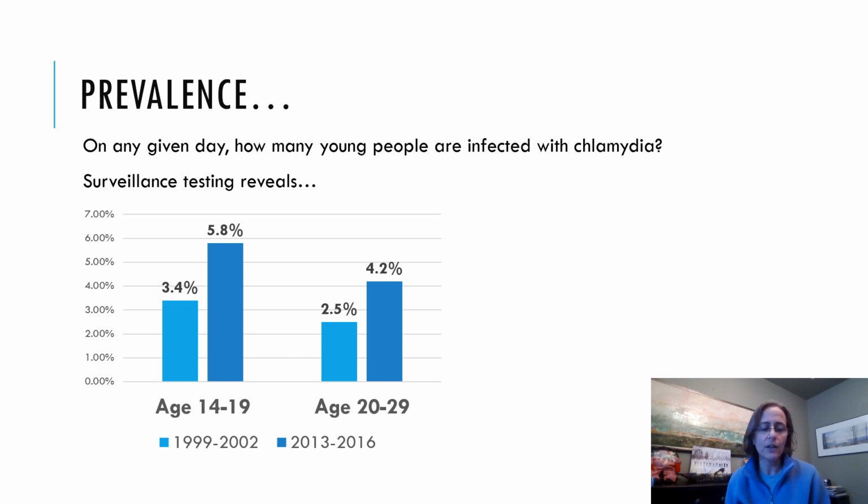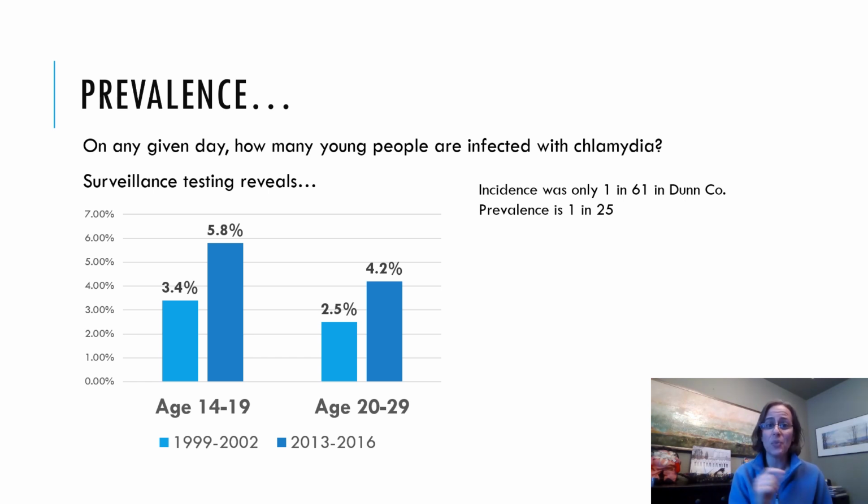So we can see in the earlier study around the year 2000, about 3.4% of people in their late teens and 2.5% of people in their 20s were positive for chlamydia. In the later study, 2013 to 2016, they found higher prevalence rates, so 5.8% or 4.2%. So remember, our incidence was only 1 in 61 got diagnosed over the course of a year, but the prevalence is 1 in 25, right? So that tells us that there's a lot of chlamydia out there that is asymptomatic. Right? Let's try to find it.